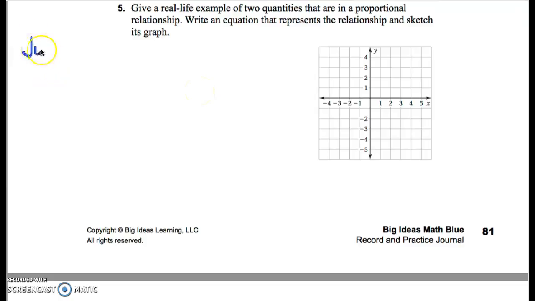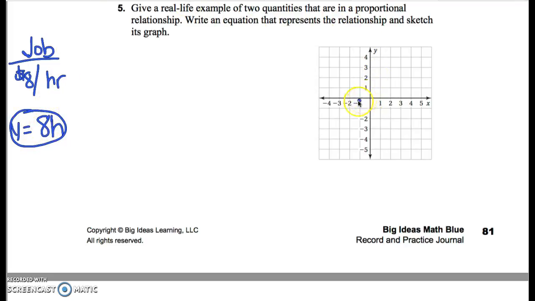So if we're talking about a job, let's say you make $8 an hour. It says write an equation that would represent that relationship and then sketch the graph. So if I make $8 an hour, that's $8 every hour that I work. So you would have to take 8 times the number of hours that you work. I'm going to use H for that. So if I work 10 hours, you take 8 times 10. That's going to equal Y. So your equation would be Y equals 8H.